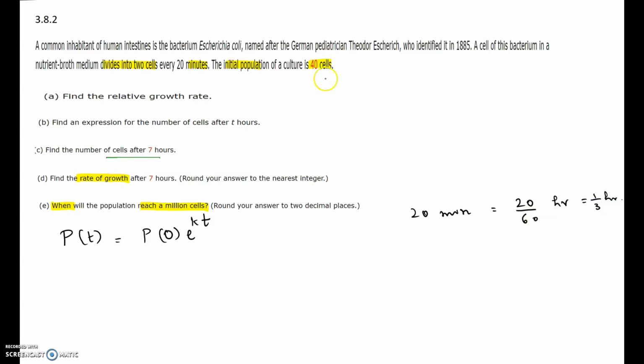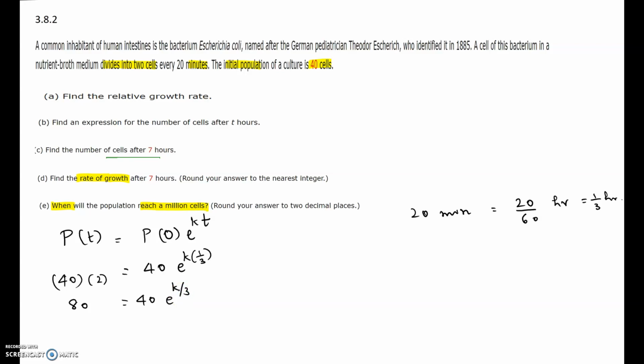So the initial population is 40. 40 divides into two cells. So every cell becomes two cells. So 40 cells will become double. So it is 40 times 2. So that goes against P of T. Initial population is 40, e to the k, time taken for 40 to become double is 1/3 of an hour. So times 1/3. So you get 80 equal to 40 times e to the k over 3.